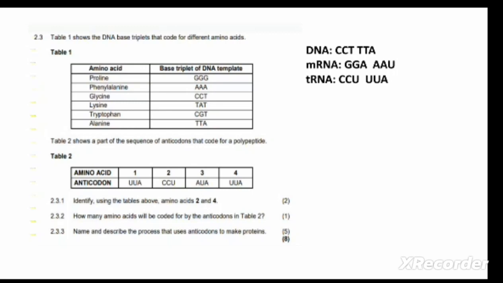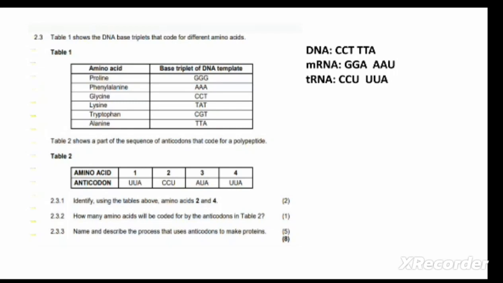Now we are looking for DNA. Why? Because DNA triplets are the ones that will help us find amino acids, right? You move from tRNA to mRNA. C pairs with G, C pairs with G, U pairs with A. Now let's find the DNA: G pairs with C, G pairs with C, A pairs with T. So CCT, let's look for it on the table. In the first table, for CCT the amino acid is glycine. Now let's look at the second nitrogenous bases, the anticodon.